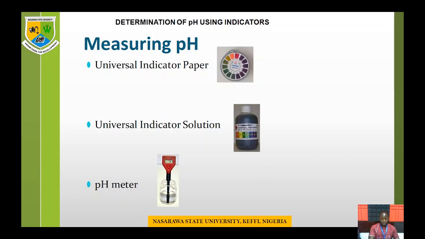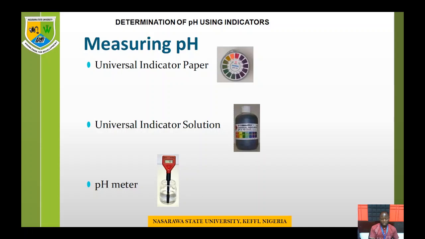Another way of checking whether a solution is alkaline or acidic is by using a pH meter. A pH meter is an instrument that is developed to contain electrodes. I hope you know what electrodes are. Electrodes are the negative and positive terminals of an electrically sensitive instrument.